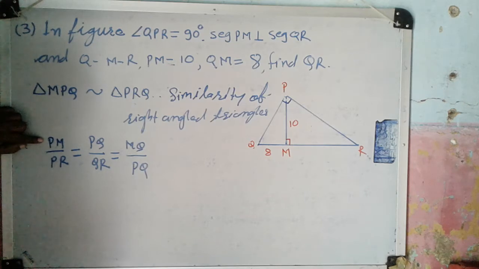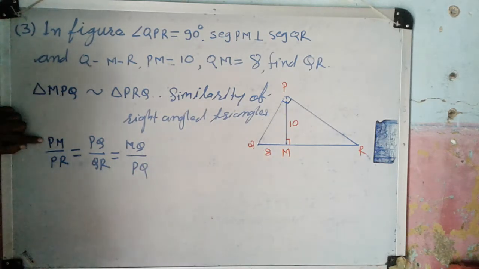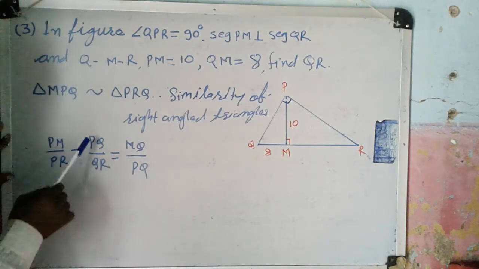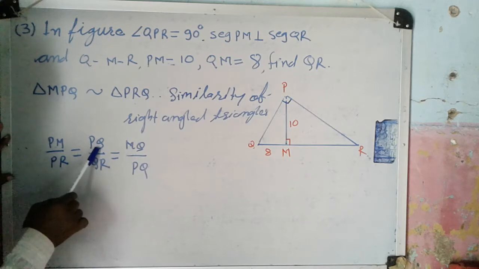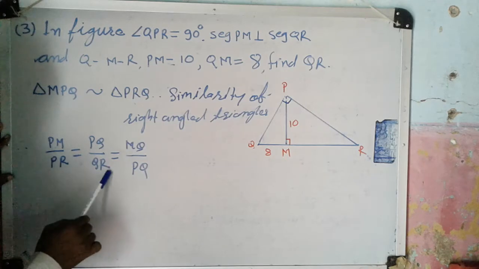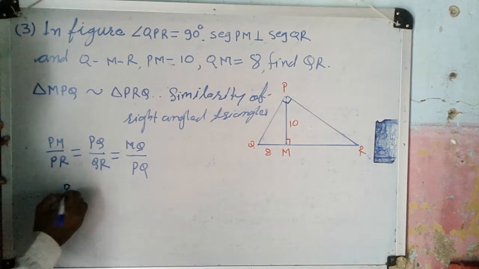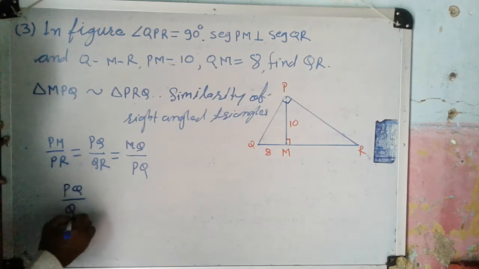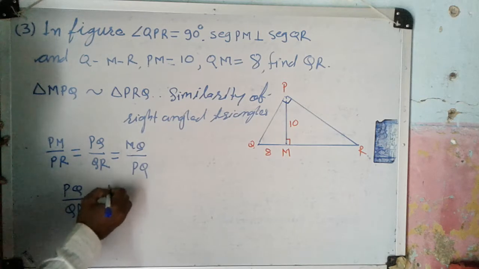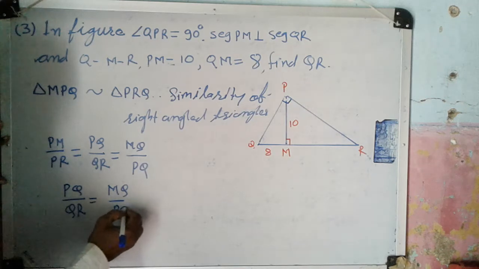And also we know that PQ is equal to, we have calculated it as 2 under root 41. So we have these two values and this value is given here. We have to calculate this value QR. So we will take these two ratios. Therefore PQ upon QR is equal to MQ upon PQ.